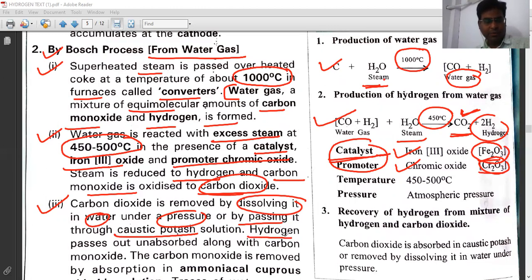The next point is hydrogen passes out unabsorbed along with the carbon monoxide. And the carbon monoxide is removed by absorption in ammoniacal cuprous chloride. So CO2 is removed by dissolving in water or by caustic potash, but hydrogen is unabsorbed with carbon monoxide. It is not absorbed by any molecules. So write these 3 points, then I will explain the next one.